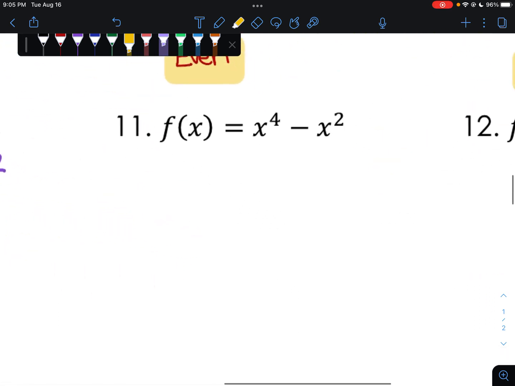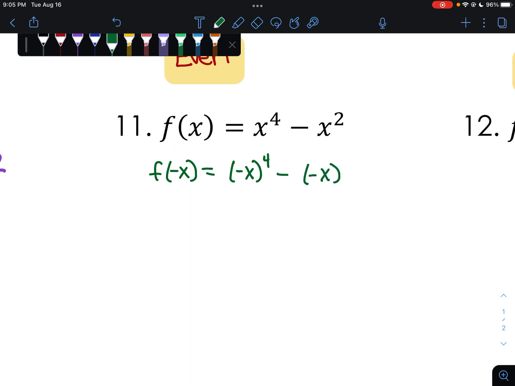Looking at number 11, we have f of x equals x to the fourth power minus x squared. So again, we start by evaluating f of negative x. Well, f of negative x would be negative x to the fourth power minus a negative x to the second power. Well, a negative x to the fourth power would be a negative times a negative, which is a positive, times a negative, which is a negative, and times another negative, which would make it a positive. So we would get a positive x to the fourth.